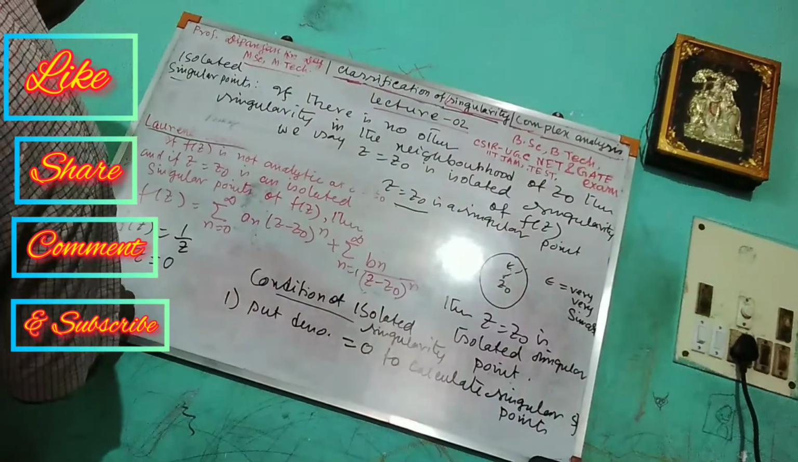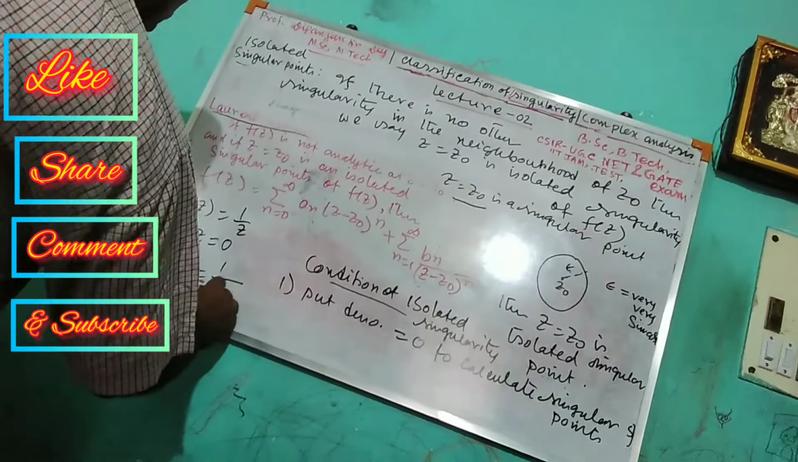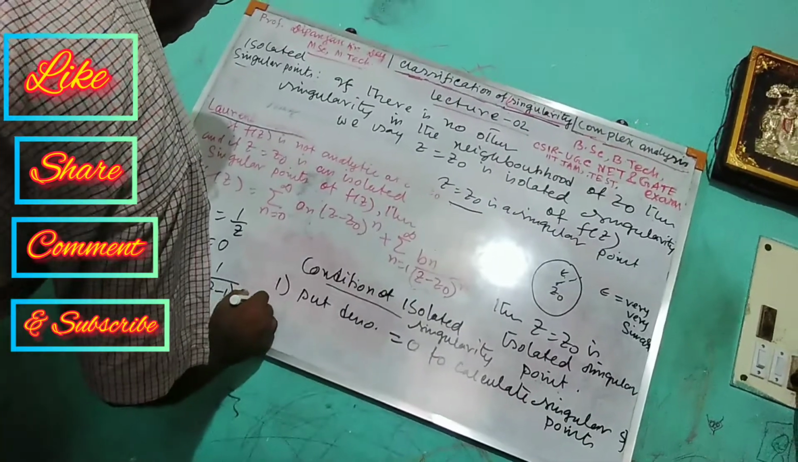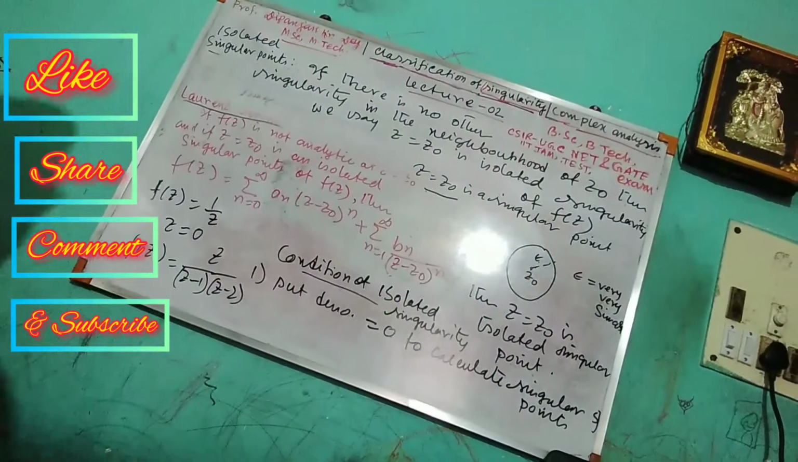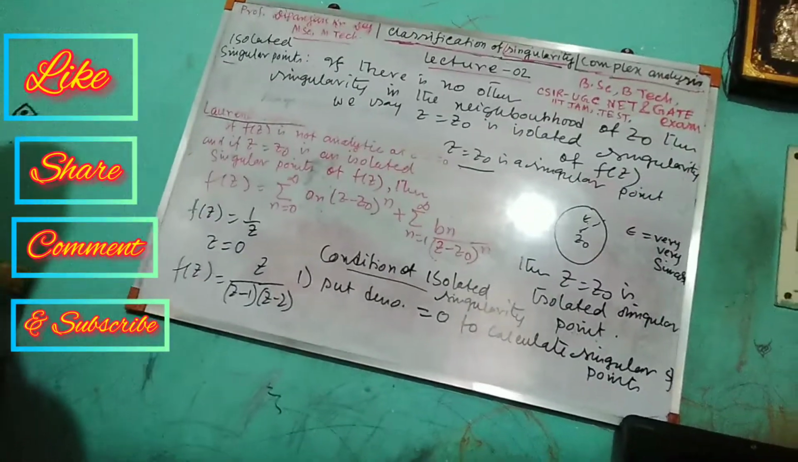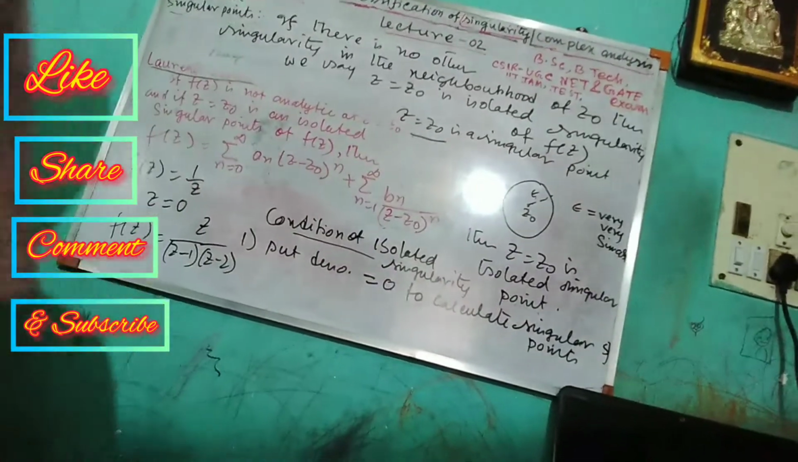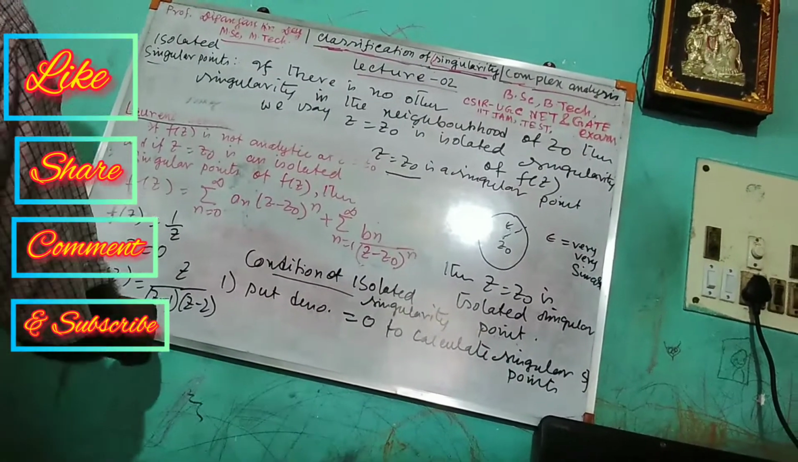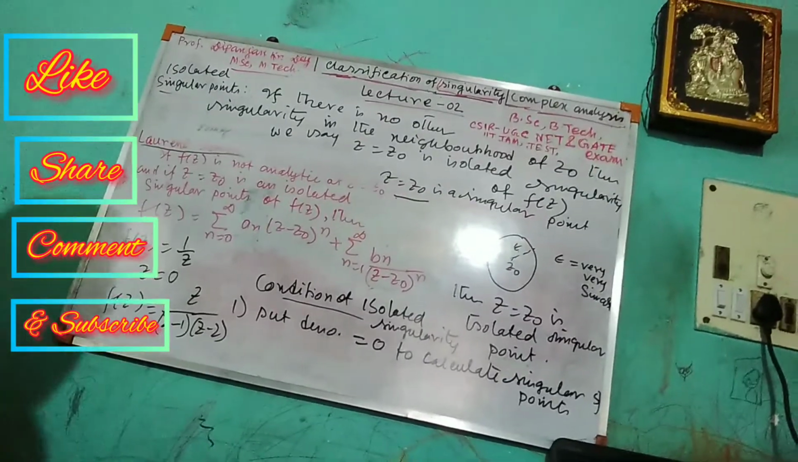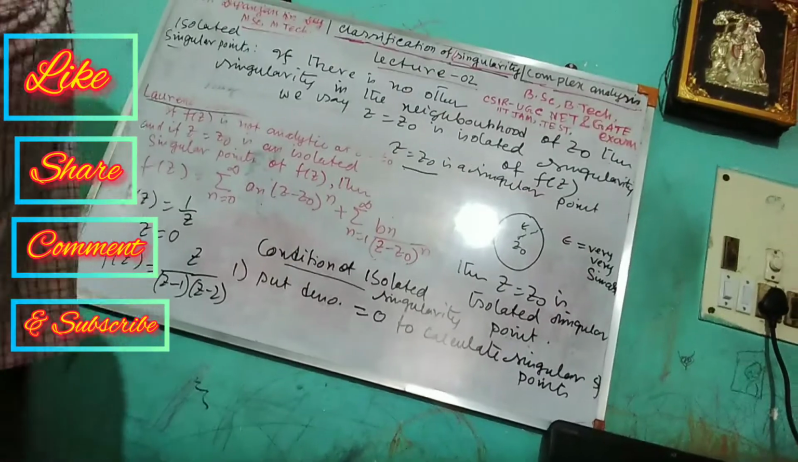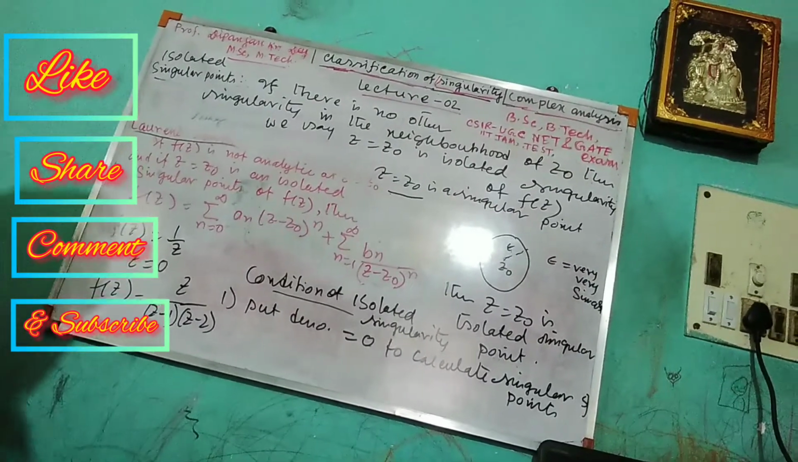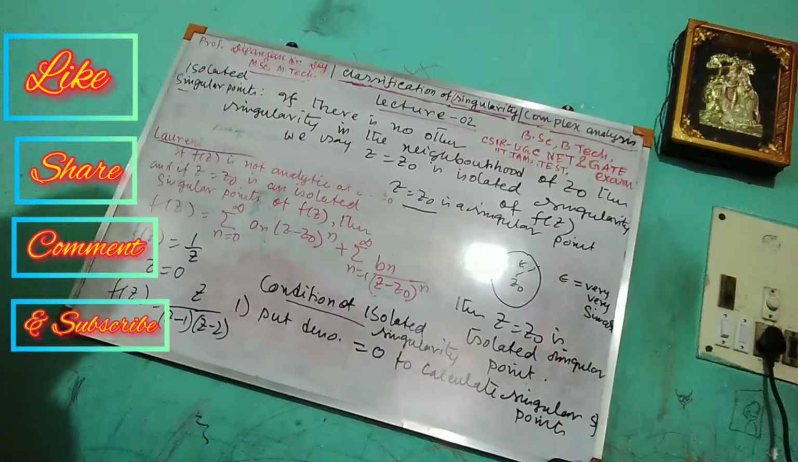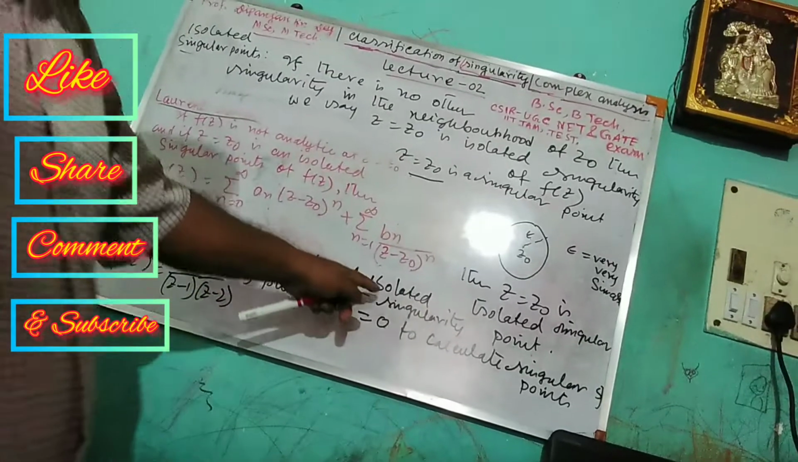Again, another example. Suppose f(z) equal to 1 by (z minus 1) into (z minus 2). This is a complex function. Put the denominator equal to 0, that is, z minus 1 equal to 0 and z minus 2 equal to 0. That means z equal to 1 is a singular point, and z equal to 2 is another singular point. By this way, we can find the isolated singularity.